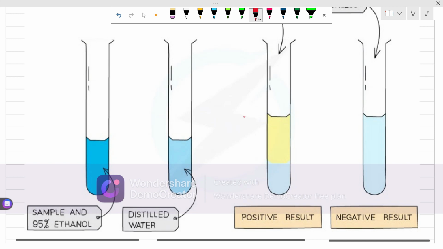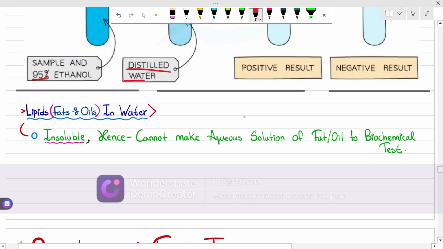So we have a sample of 95% ethanol, which should never be 100%, and distilled water. After performing the experiment, if it is a positive result, it will form a milky white or cloudy emulsion. If it is negative, it will remain clear. A quick fact about lipids: they are insoluble, hence they cannot make an aqueous solution of fats and oils for biochemical tests.